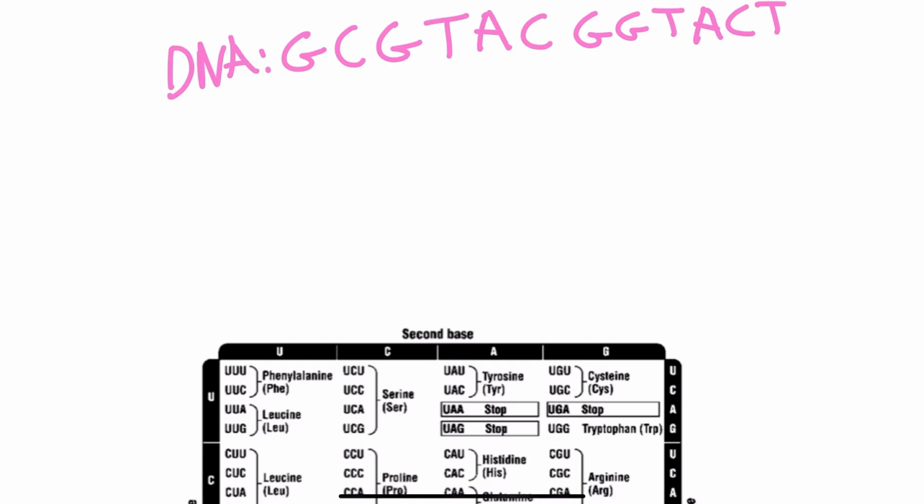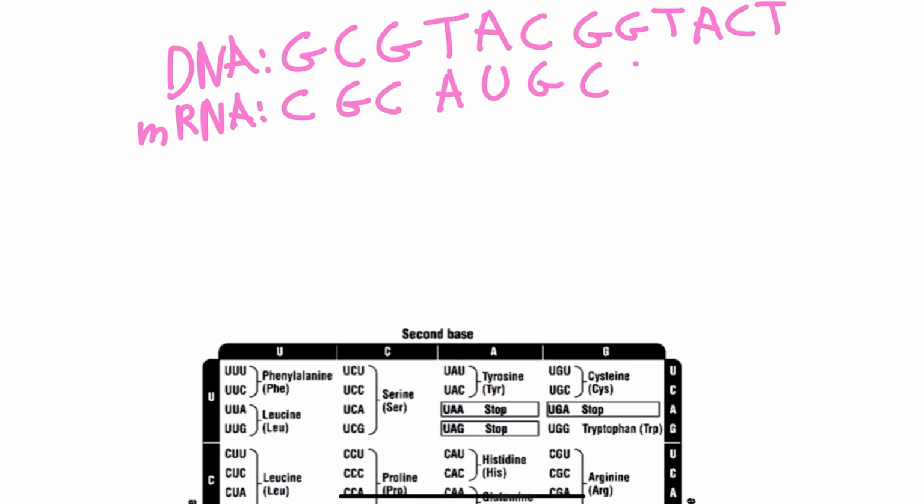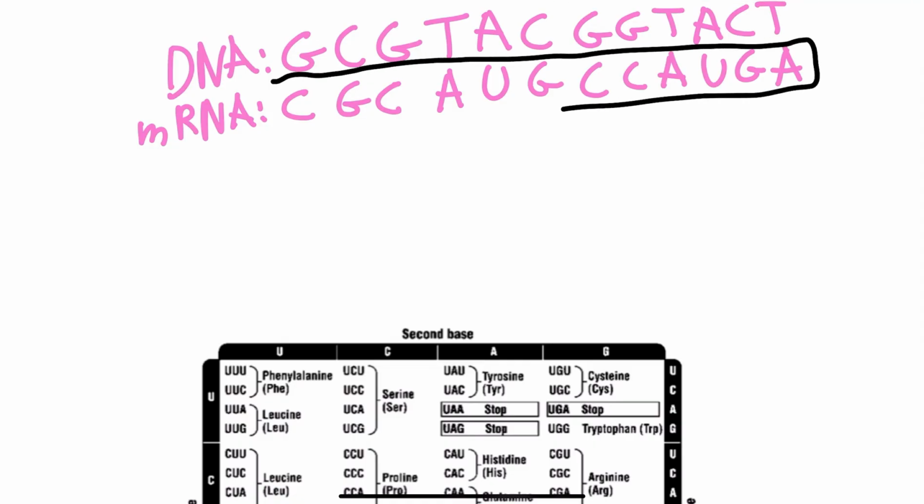If we want to transcribe it to mRNA, we just need to create a complementary strand, which would be C, since G goes with C, C goes with G, and then you just keep going. So T goes with A, A goes with U, and then you got U, G, A. Alright, so we are gonna strictly focus on this right here for now.